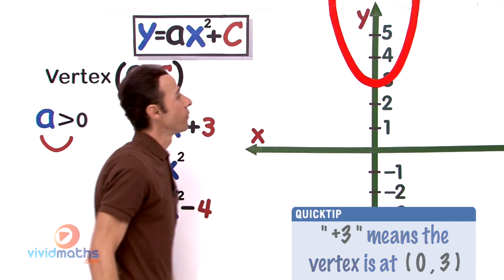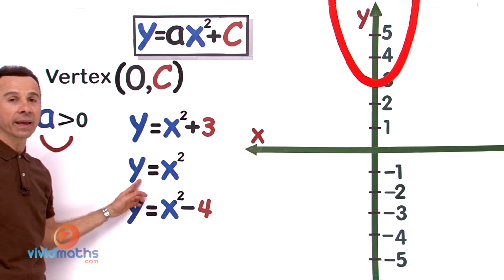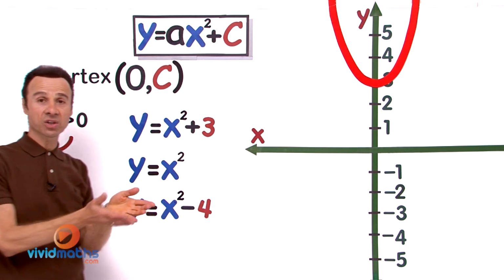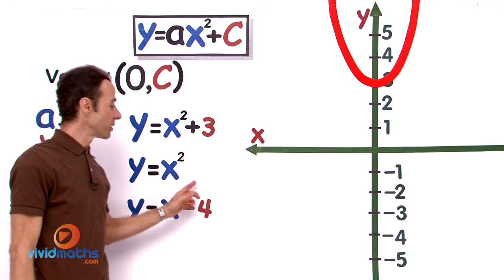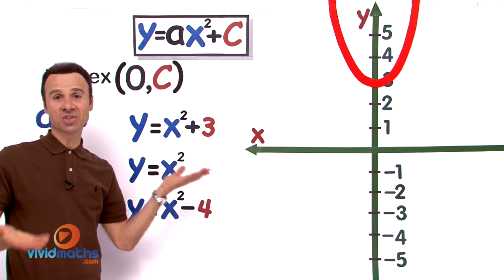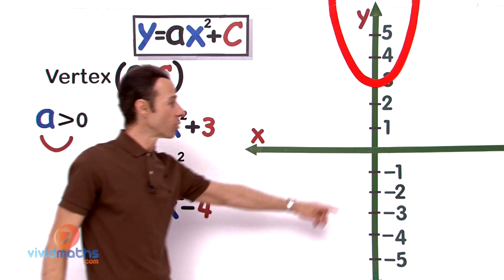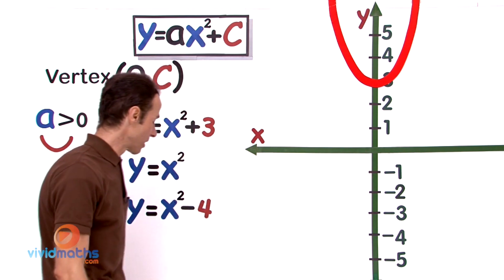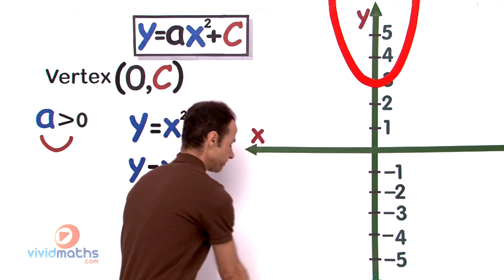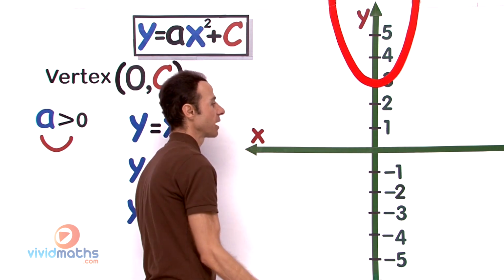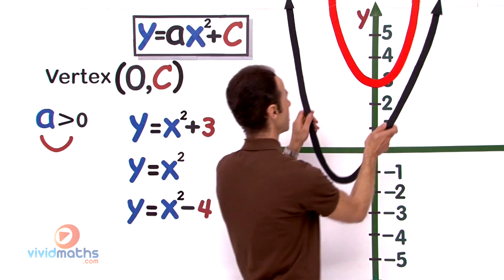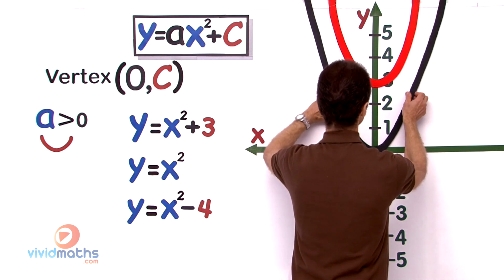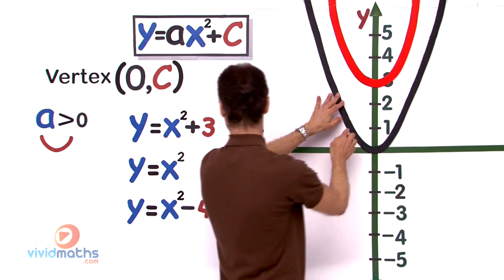Okay, let's go for the next one. We have y equals x squared. Now it's a positive x squared, so that's going to be concave up, but there's no constant, which means it's 0. So that means it's going to cut right through the what? Right through the origin. So let's draw that one up now. It's going to be concave up through the origin. So it's going to be right over there. There it is, right there.